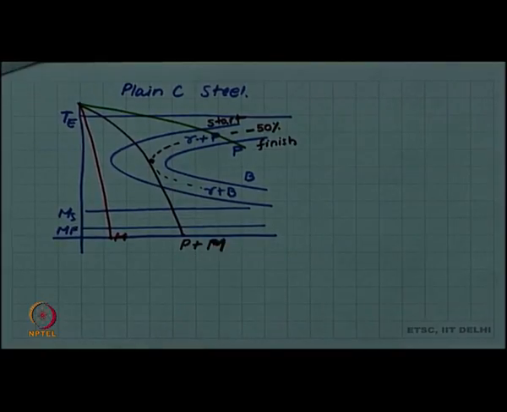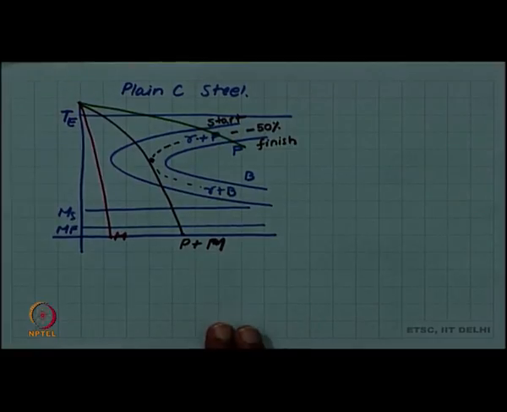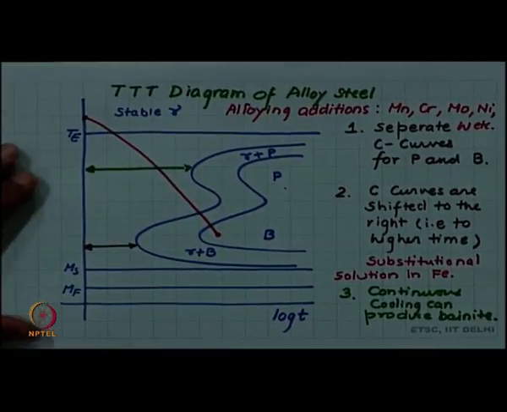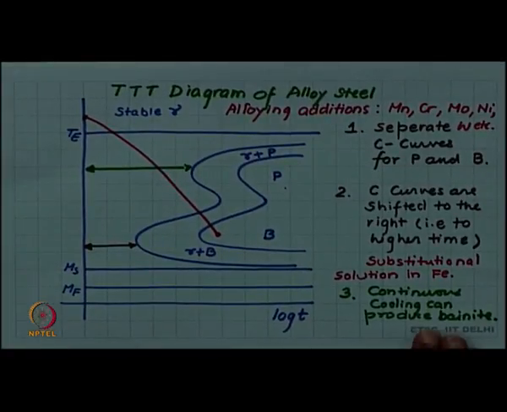So, bainite cannot be produced on continuous cooling in plain carbon steel, but here you are seeing that in alloy steel bainite can be produced by continuous cooling. So, these features of alloying and its effect on the TTT diagram should be kept in mind.